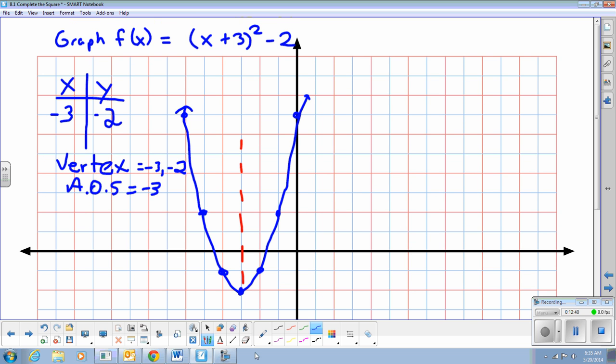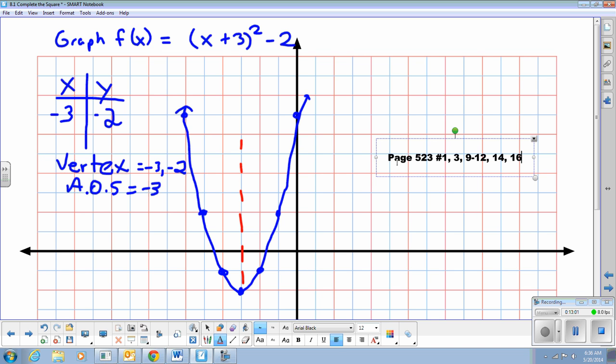What I'd like for you to do is this page. I want you to do page 523. I want you to do graph numbers 1, 3, 9 through 12, 14, 16 through 18, 25, and 29. All right, good luck. Let me know what I can help you with. Turn it in when you get done.